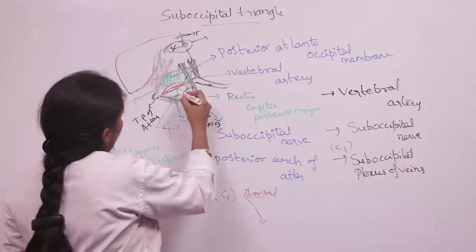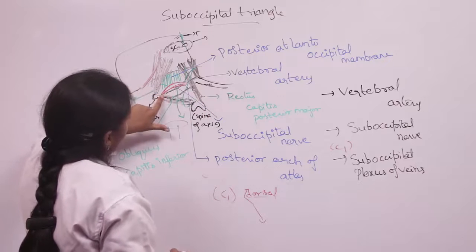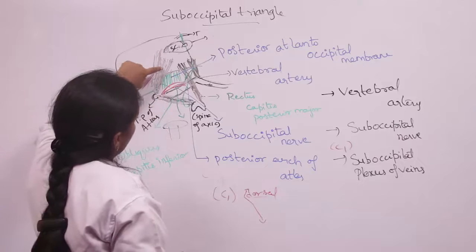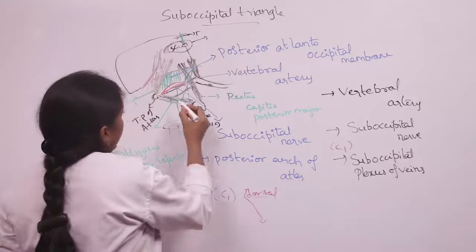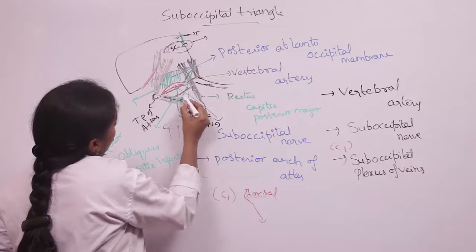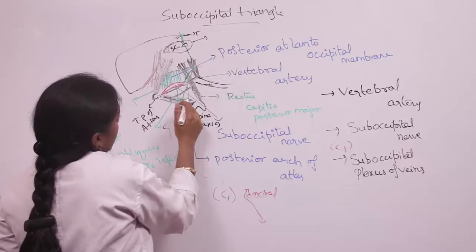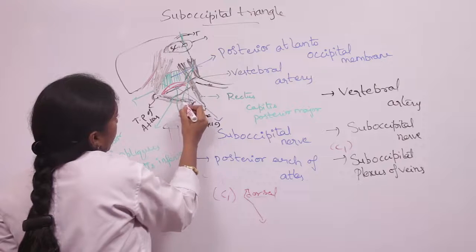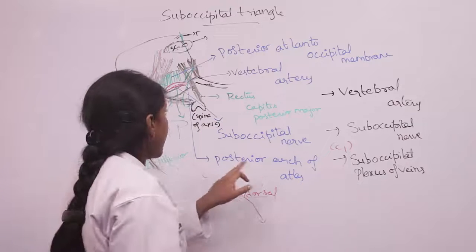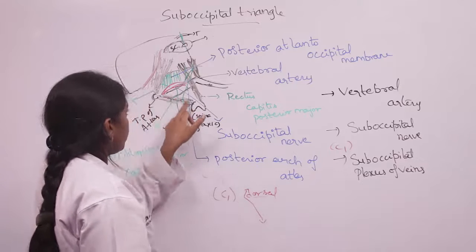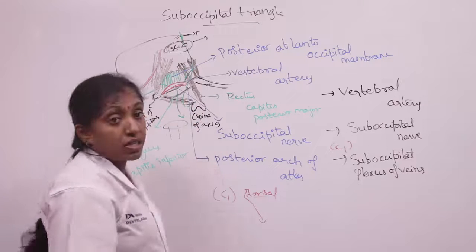This dorsal branch we can see in the suboccipital triangle. It supplies the muscles here, that is, the obliquus capitis inferior, obliquus capitis superior, rectus capitis posterior major, rectus capitis posterior minor, and it also gives a twig to the greater occipital nerve. Here the muscular branch to obliquus capitis inferior gives a twig to the greater occipital nerve. So the suboccipital nerve we can see here in the suboccipital triangle.